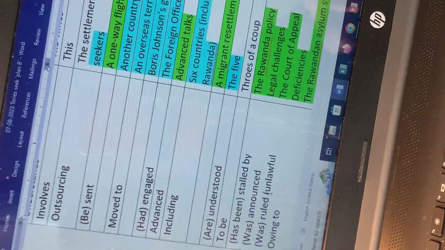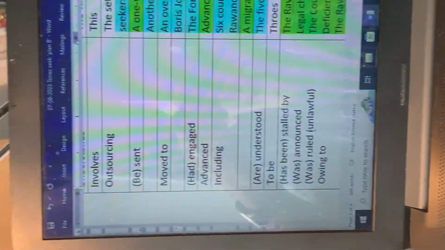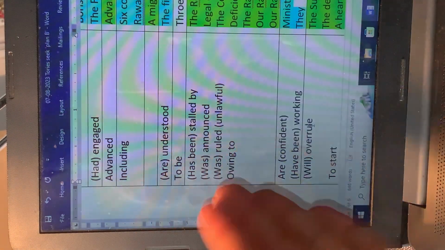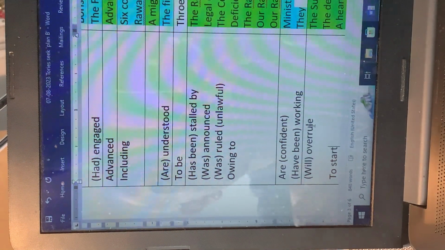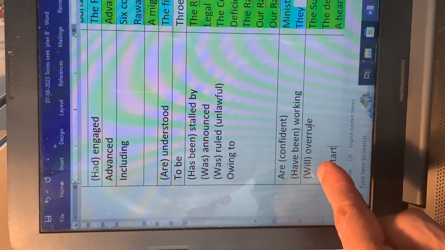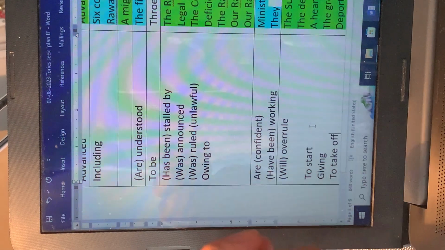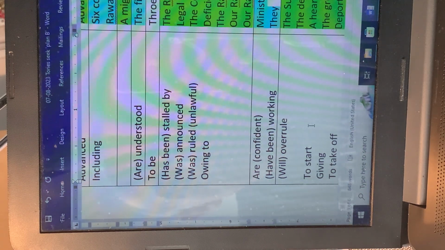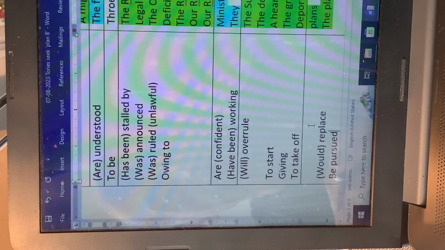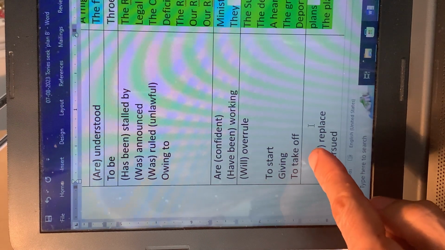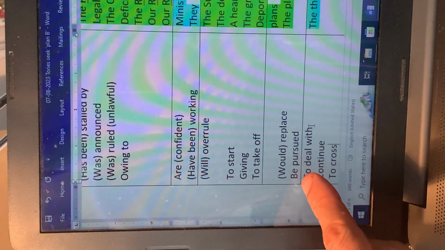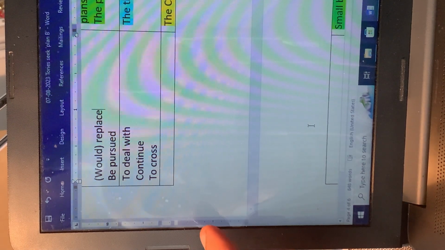So this will help you in analyzing and being helpful in the actual translation if you do this kind of selecting or separating the verbs from their nouns or from noun phrases. Owing to, are confident, have been working, overruled, to start, giving, to take off, would replace, be pursued, to deal with.